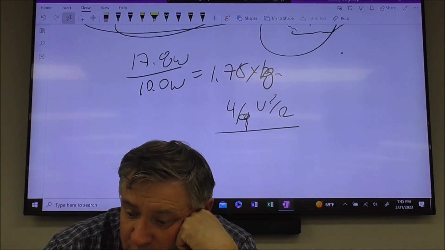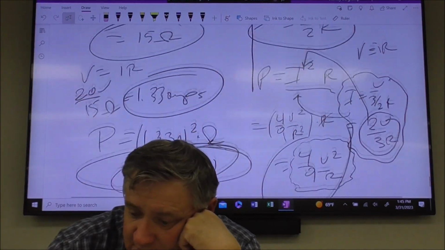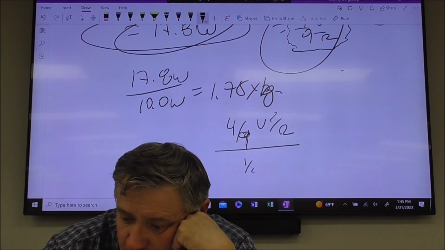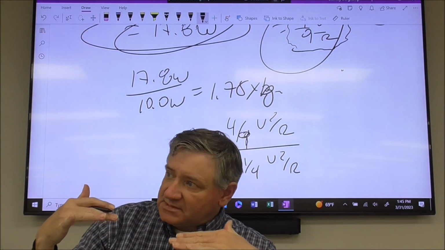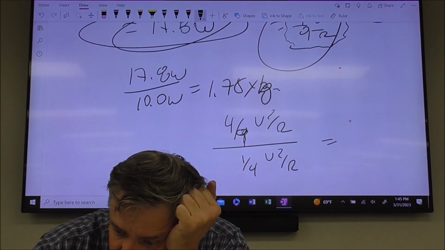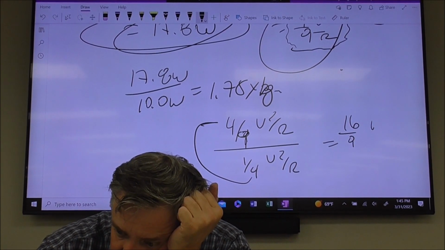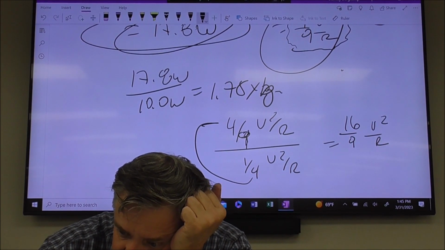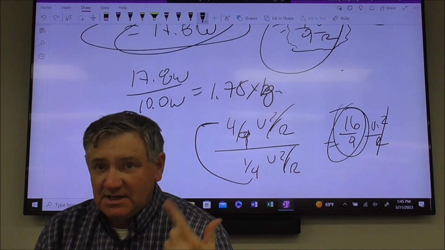So then if you take 4/9 V squared over R and compare that to 1/4 V squared over R, now you actually see a better idea of this comparison. That 4 flips up and you get 16/9 times, because your V squared over R is going to cancel out. So it's 16/9 times greater.